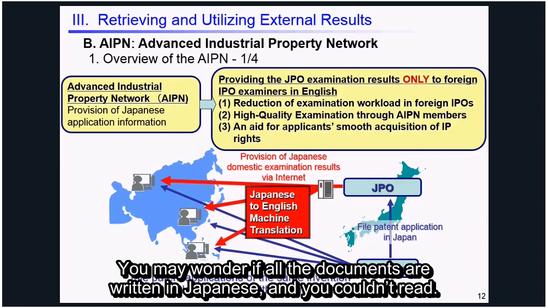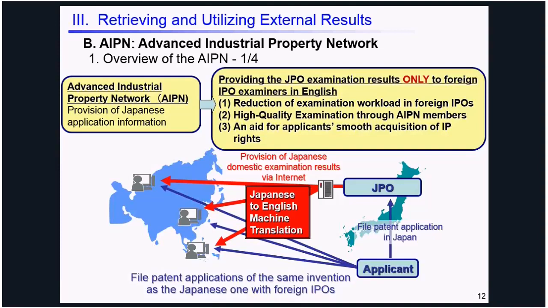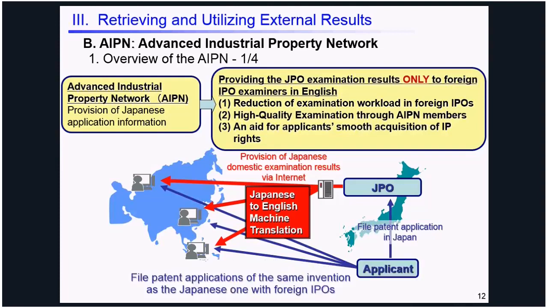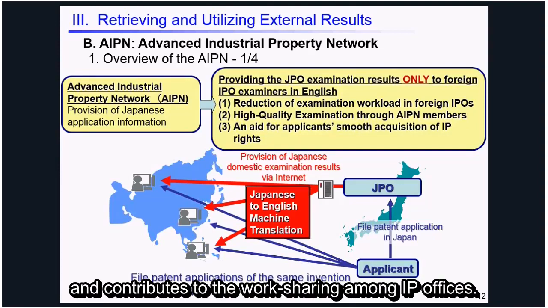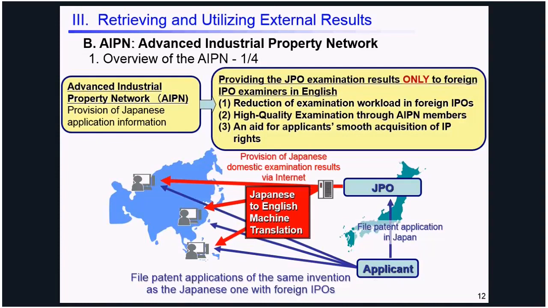You may wonder if the old documents are written in Japanese and you couldn't read them. Don't worry, AIPN provides almost all Japanese dossier information in English through machine translation. The AIPN is a useful tool for utilizing the examination and search results conducted by the JPO and contributes to the work sharing among IP offices. It also helps applicants to acquire the IP rights smoothly.